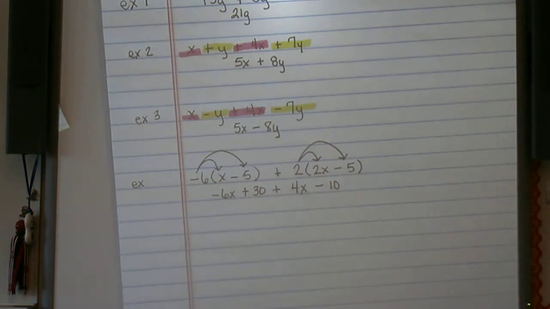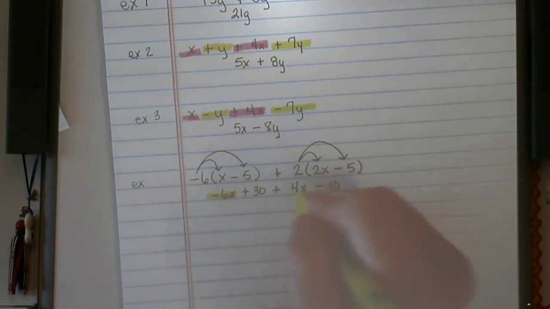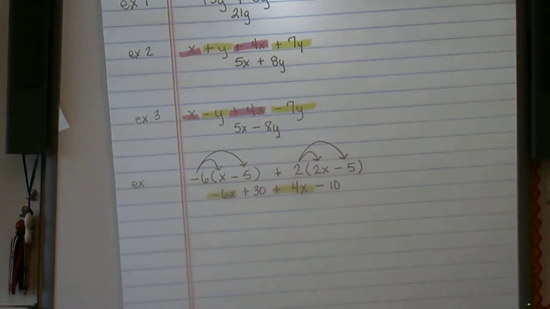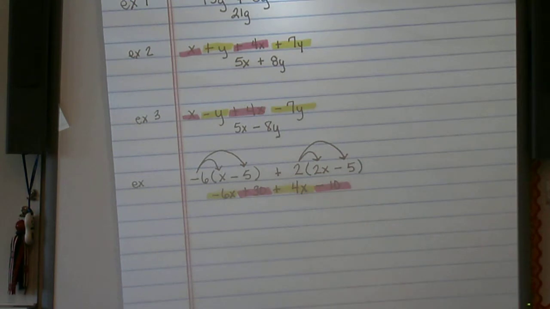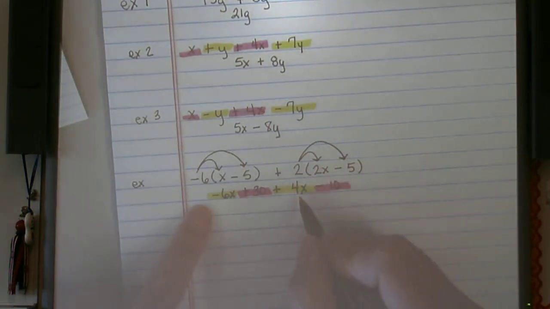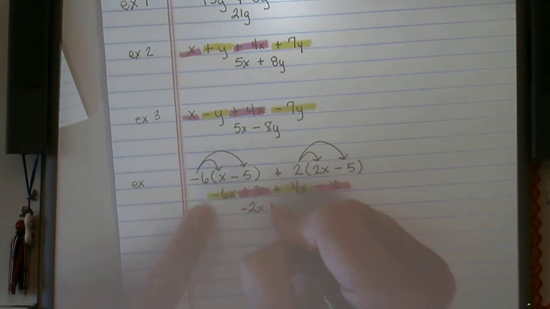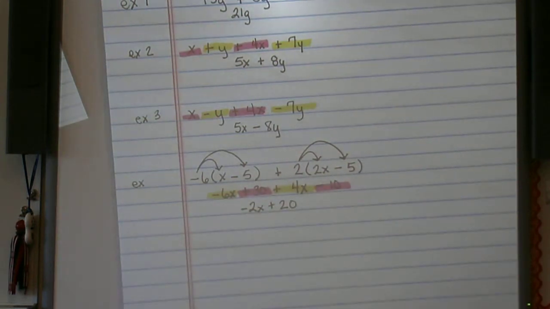So now I'm down to my 4 terms. I have some like terms, negative 6x and positive 4x are like terms, and the positive 30 and the negative 10 are like terms. So I'm going to say negative 6 plus 4 is going to give me negative 2x, and 30 minus 10 will give me a positive 20. So negative 2x plus 20.